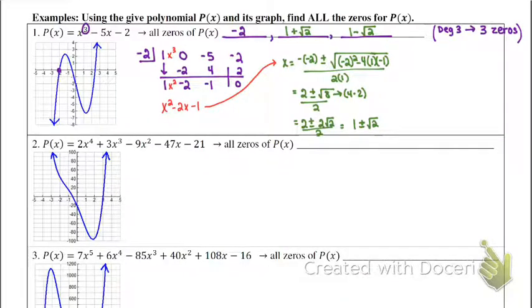Okay, let's look at 2. This has a highest exponent of 4. Therefore, I am going to have 4 zeros. So I'm going to start by drawing 4 blanks. So let's look at my graph. Okay, this is the easiest one. I see one at 3.